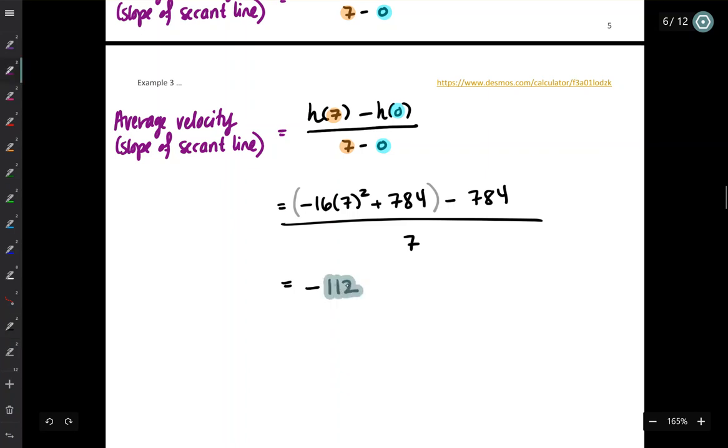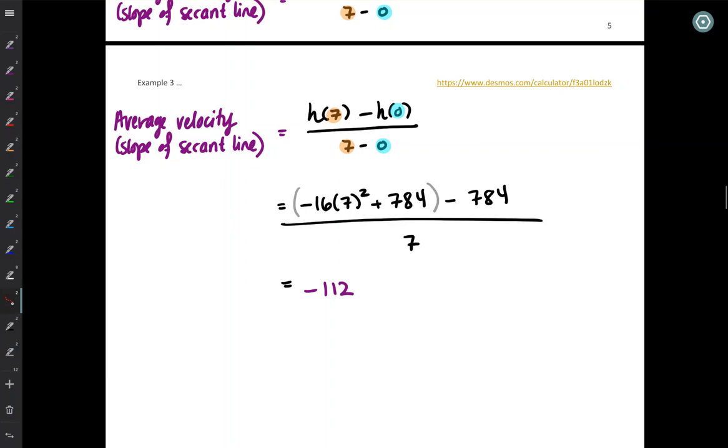And you can calculate that on your calculator. 784s are going to cancel. We've got 7 times 7 times a minus 16 in the numerator divided by 7. We just have minus 16 times 7. Okay, so here is my average rate of change.